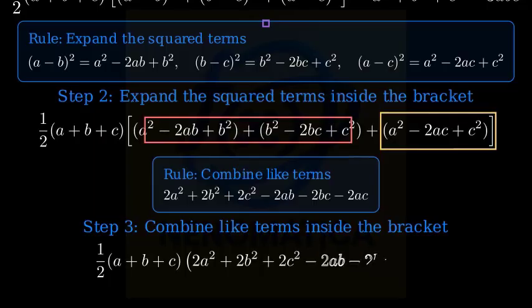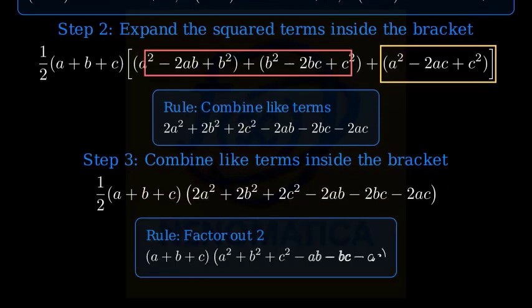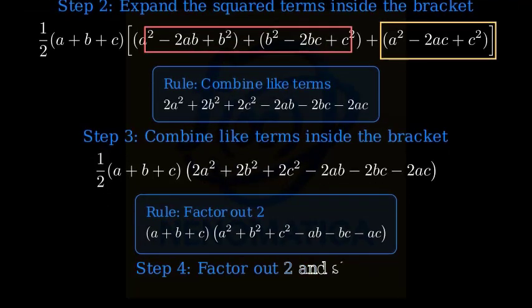Step 4. Factor out 2 and simplify. Pulling a factor of 2 from the big parentheses cancels the 1/2 in front. That leaves us with (a plus b plus c) times (a squared plus b squared plus c squared minus ab minus bc minus ac).